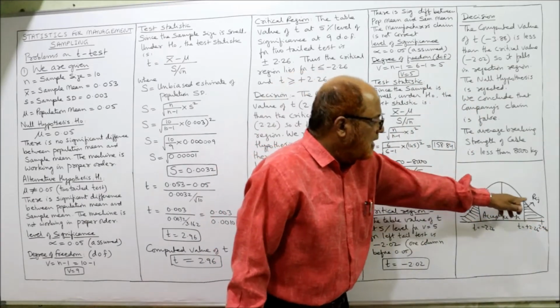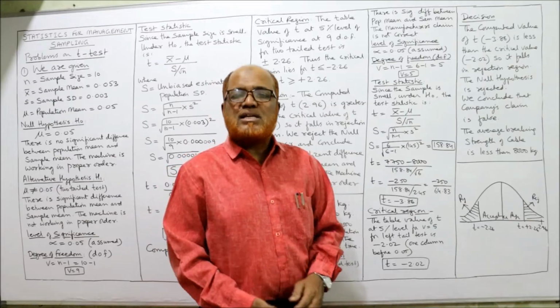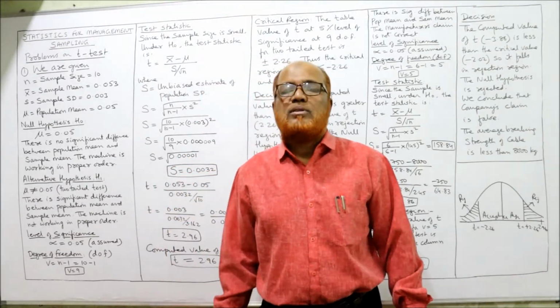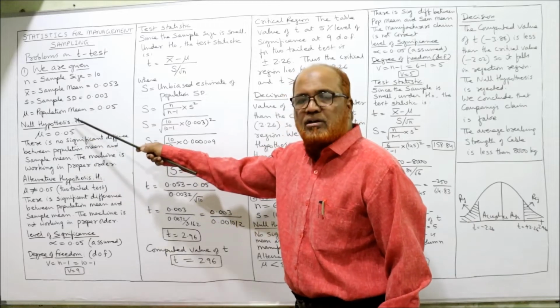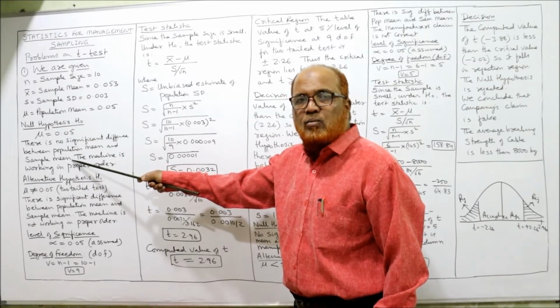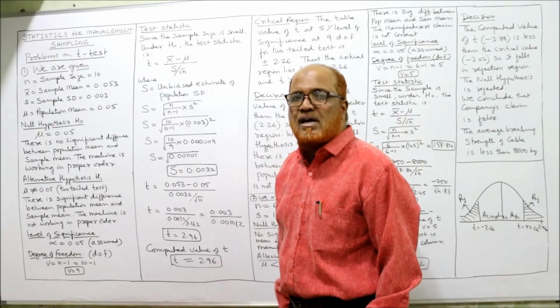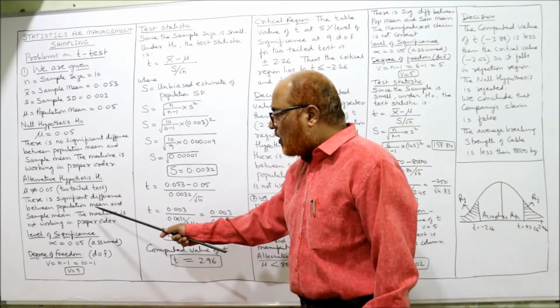So which region? Rejection region. What are we rejecting? The null hypothesis we are rejecting. This null hypothesis I am rejecting. When null is rejected, which is accepted? Alternative is accepted. So what does the alternative say?